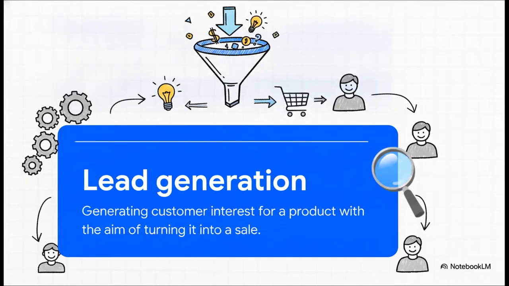Setting the strategic direction of a business really starts right here. And remember, in your exams, having accurate textbook definitions is absolutely vital for securing those AO1 knowledge marks. Let's look at a prime example, lead generation. Basically, this is the process of generating customer interest for a product or service, with the aim of turning that interest into a sale.